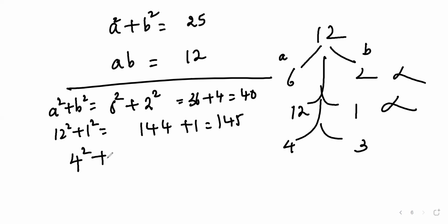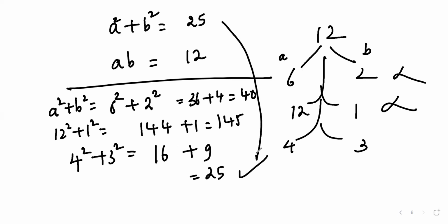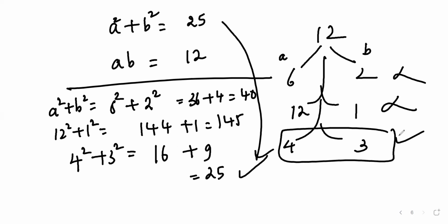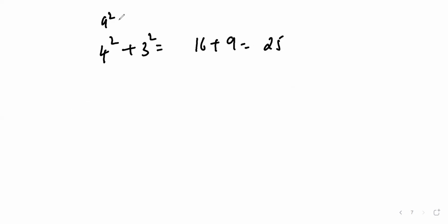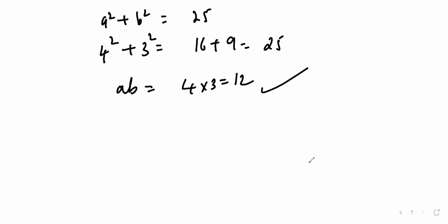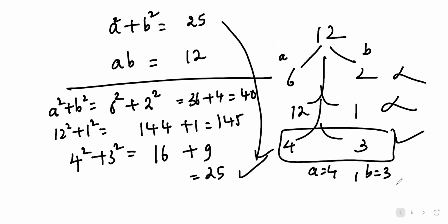Now, what is 4 square plus 3 square? 4 square is 4 into 4, which is 16. 3 square is 3 into 3, which is 9. That makes 25, and that's what I want. So maybe my A is 4 and my B is 3. You can check: 4 square plus 3 square is 16 plus 9, which is 25. The A square plus B square condition is satisfied. A into B is 4 into 3, which is 12, which is also satisfied. This is just part of verification. They didn't ask you this, so you don't have to reach up to here.